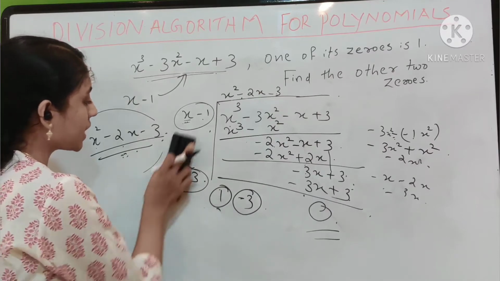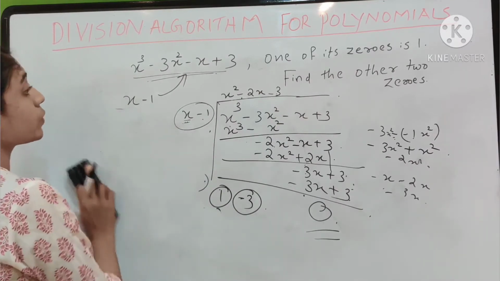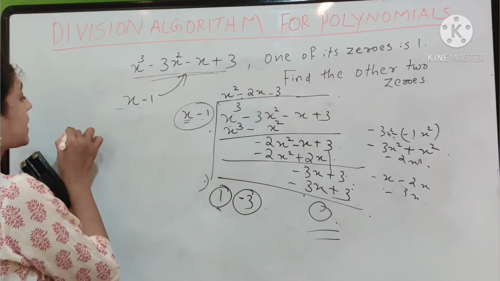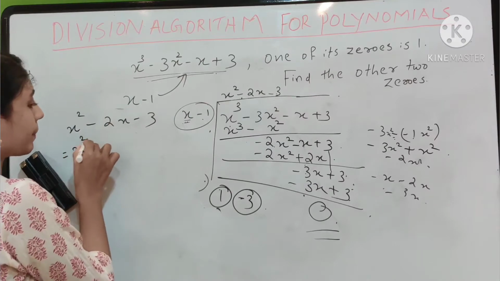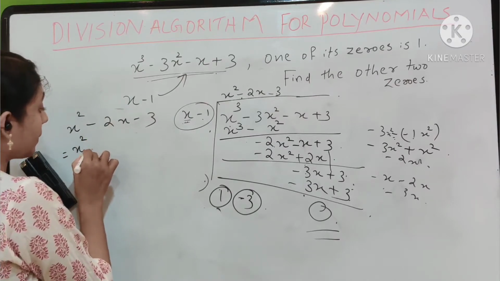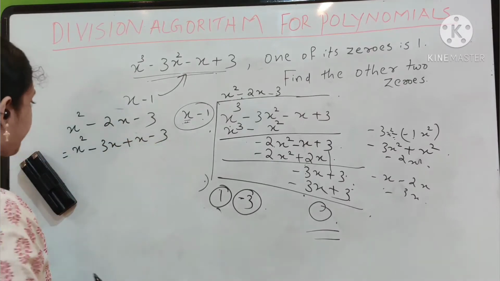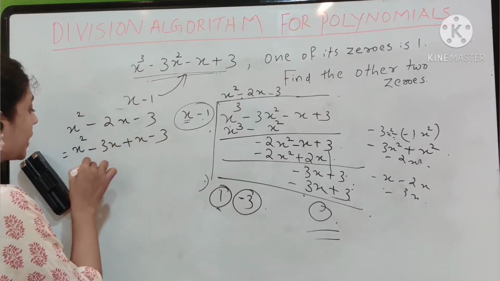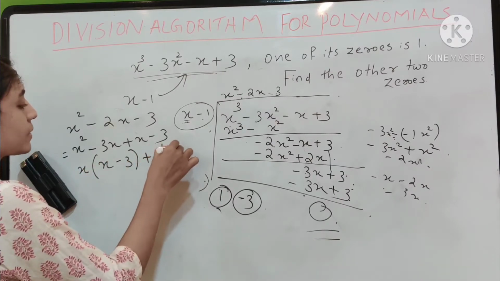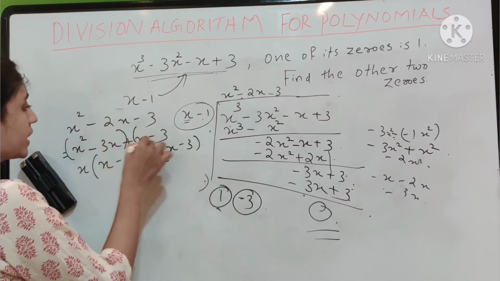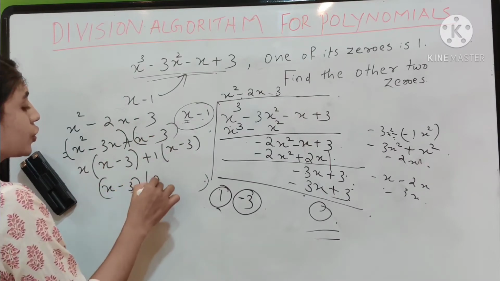So we got the numbers as 1 and minus 3. So we can split the middle term of this quotient, that is x square minus 2x minus 3, which is equal to x square minus 3x plus x minus 3, right? So taking the common term x outside, x into x minus 3 plus 1 into x minus 3. Taking these two terms, we get x minus 3 into x plus 1.